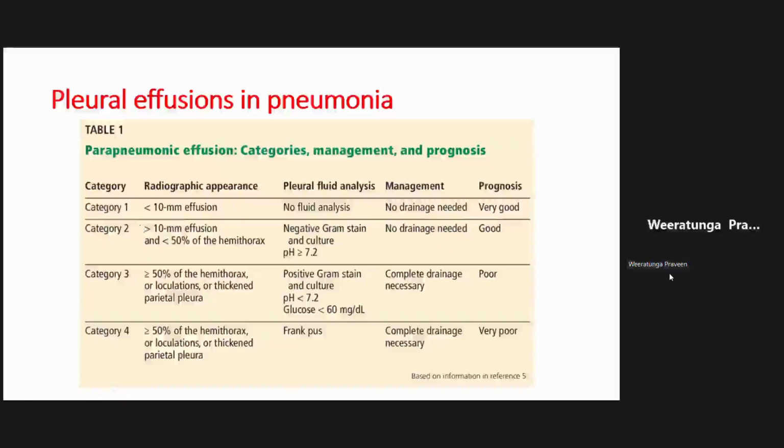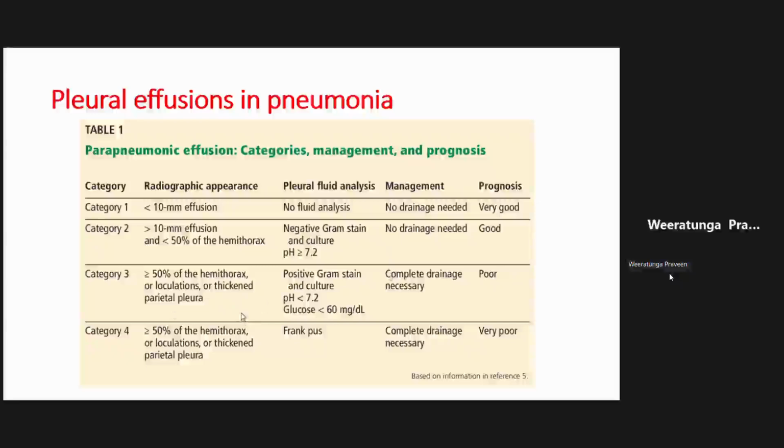Why are you aspirating it? Because it might be an empyema. Write this down: what are the features of an empyema? Very important.